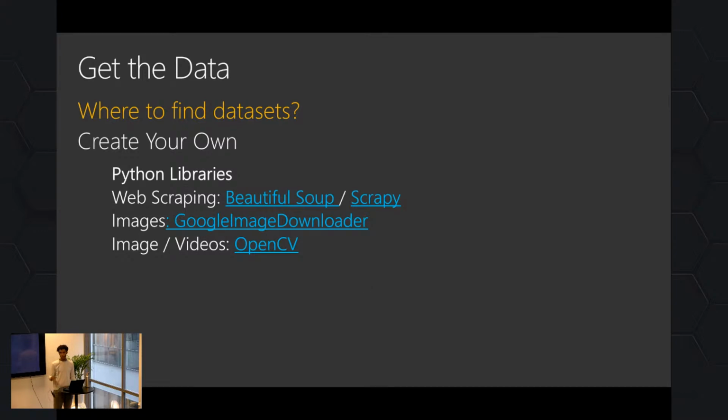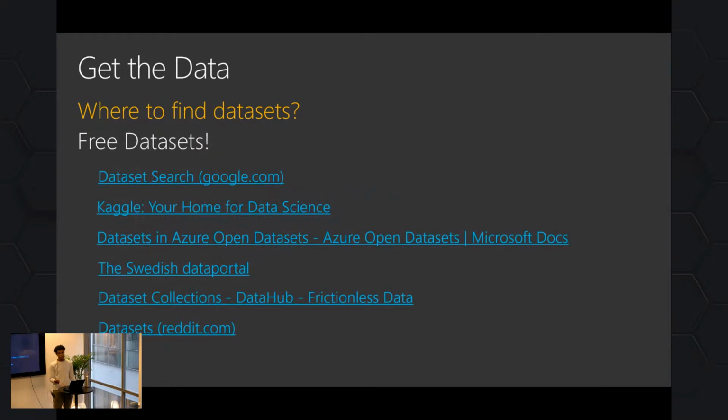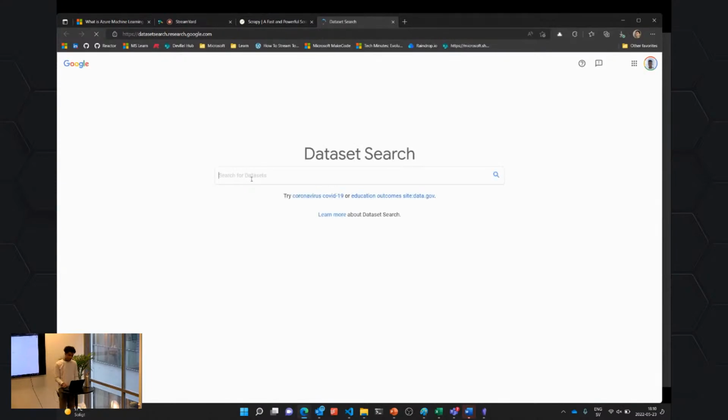But I always recommend, especially if you're starting out and this is your first adventure into AI, to find free data sets. There's tons of free data sets online. One of my favorite searches, even though this is a Google product, is Dataset Search. You can search just about anything.